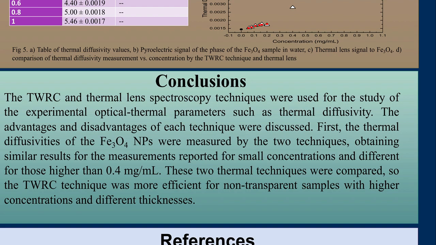Conclusion: the TWRC and thermal lens spectroscopy techniques were used for the study of the experimental optical and thermal parameters such as thermal diffusivity. The advantages and disadvantages of each technique were discussed. First, the thermal diffusivity of magnetic nanoparticles was measured by two techniques, obtaining similar results for small concentrations and different results for those higher than 0.4 milligrams per milliliter. These two thermal techniques were compared.